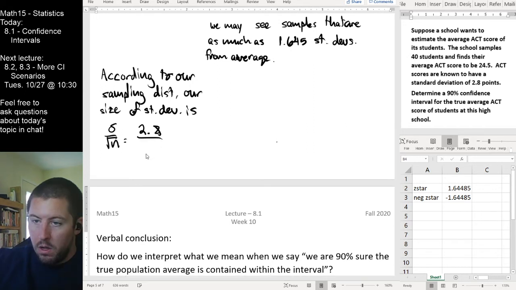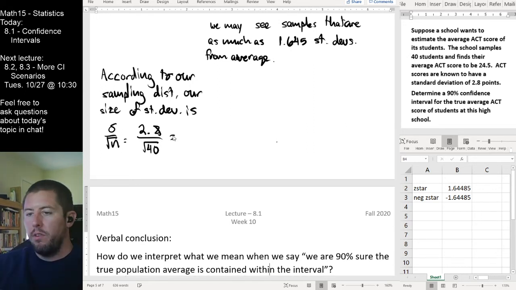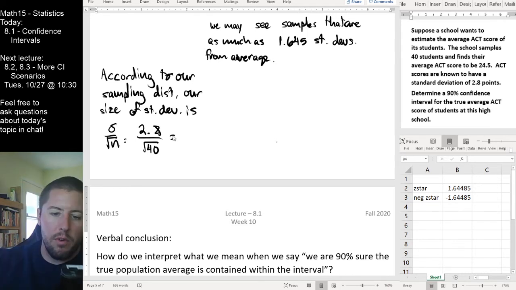Okay, so what is the size of one standard deviation here? It's our 2.8 over root 40. 2.8 divided by the square root of 40. I'm getting 0.4427.